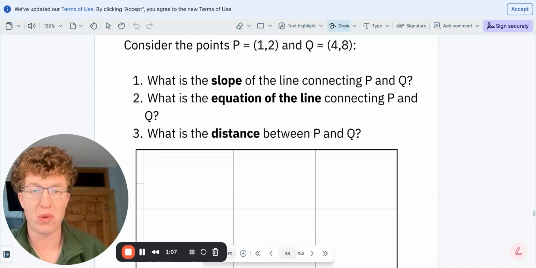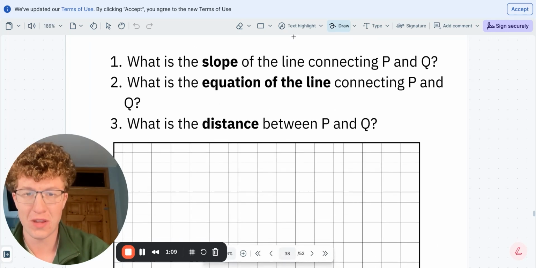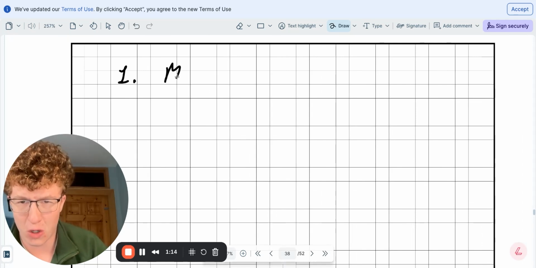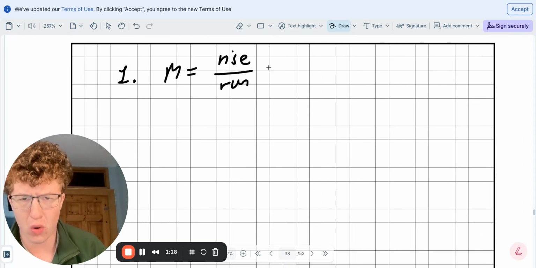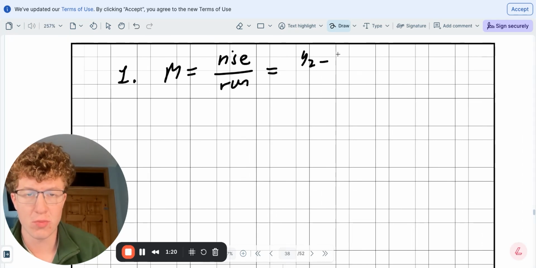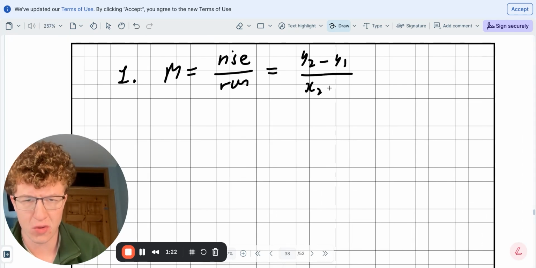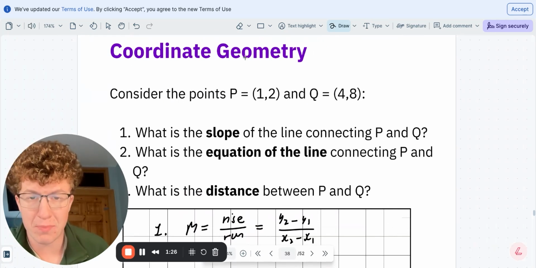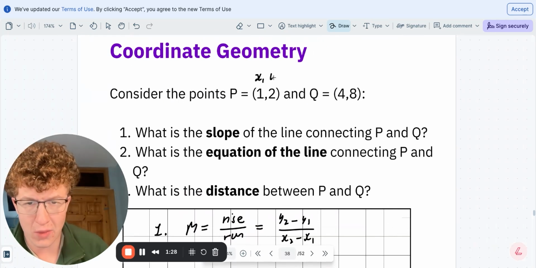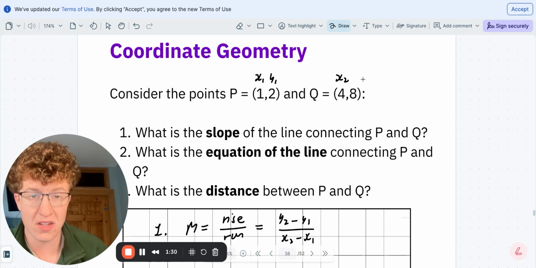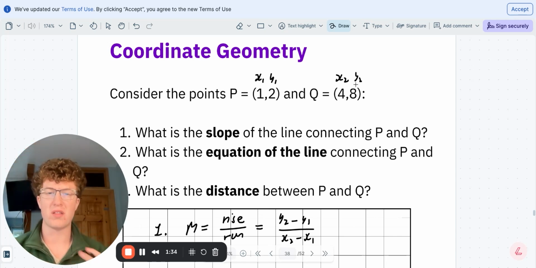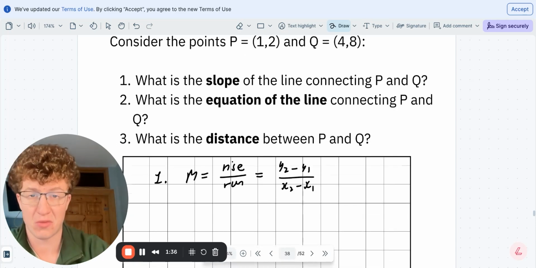So, first one, we want the slope. So, what's the formula for the slope? Well, we can use either slope is rise over run, or you can use the formula y2 minus y1 over x2 minus x1, like that. So I'm going to label P as x1 and y1. I'm going to label Q as x2 and y2. It doesn't matter which one you label which, but once you label them, you have to keep consistent with them.